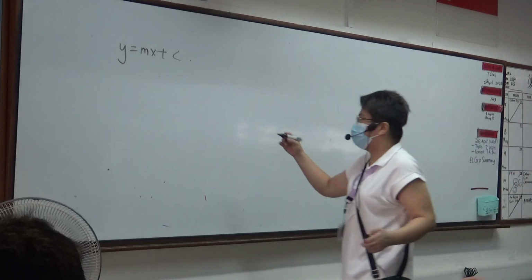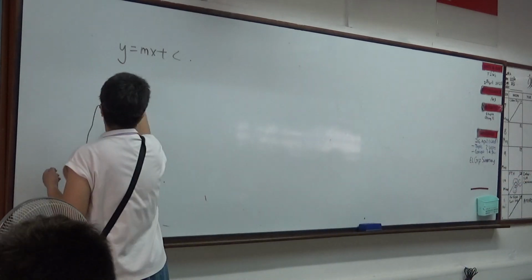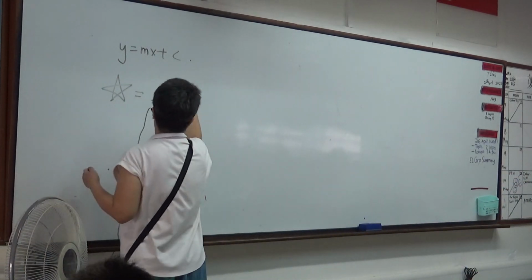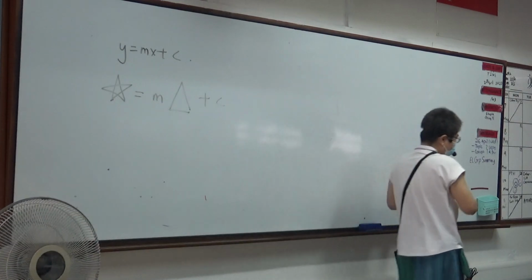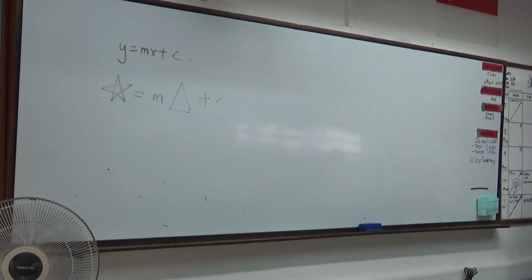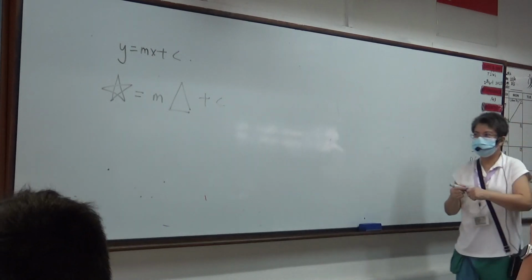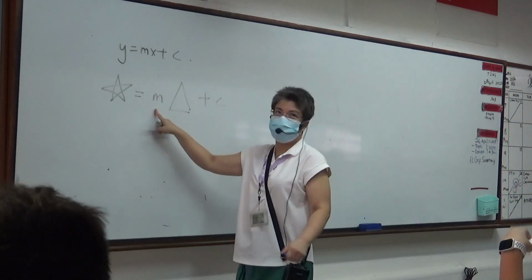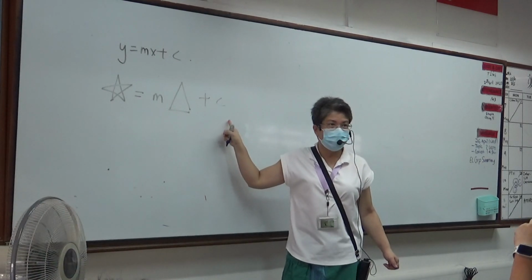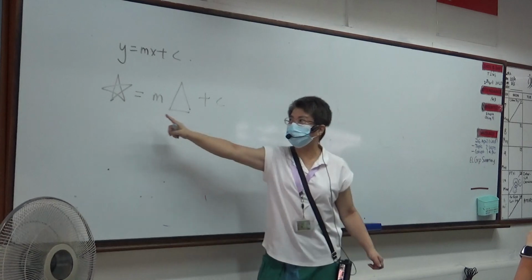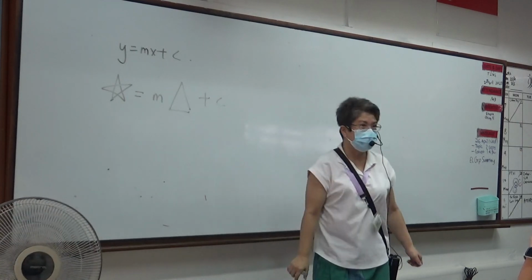Y-intercept. Now, if I'm going to plot star equals m triangle plus c, what does it mean? It means this is still the gradient, right? This is c, it's still the y-intercept. Now we no longer call it the y-intercept. We call it the star-intercept. Can you see here?